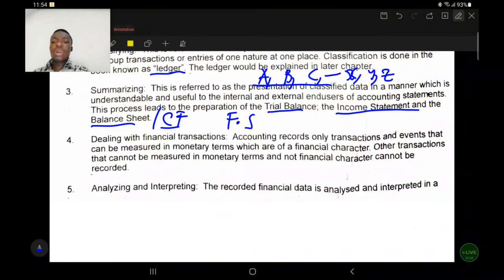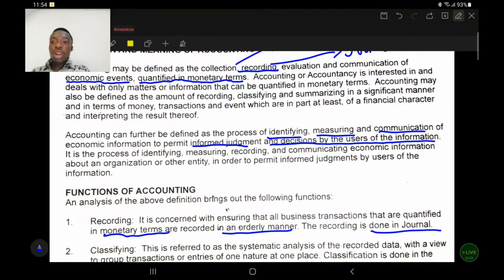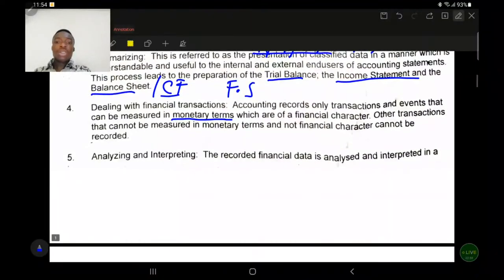And then you're also talking about dealing with financial transactions. As I said, financial transactions are activities of the company that are measured in monetary terms. So if you say that this is a financial transaction, but it doesn't have any monetary aspect, then it's not a financial transaction. This was what I was talking about as part of the economic event quantified in monetary terms. So economic events or financial transactions. I hope that is clear. So financial transactions are transactions that are monetary in value. Let's take note of that. Items of monetary value or items that have a financial character are called financial transactions.